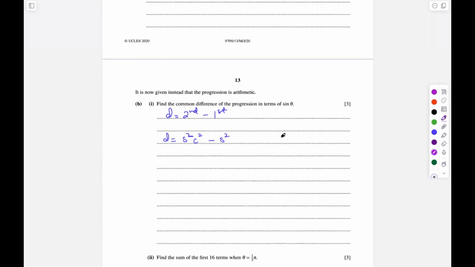So we can again use the identity, cos squared is equal to 1 minus sine squared. Now substituting 1 minus sine squared in place of cos squared, we'll get sine squared into 1 minus sine squared, minus sine squared. Expanding the bracket, we'll get sine squared minus sine to the power 4 minus sine squared. Sine squared and sine squared will cancel. So the common difference will be equal to minus sine to the power 4 theta.